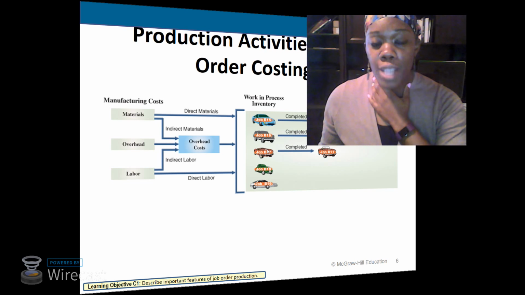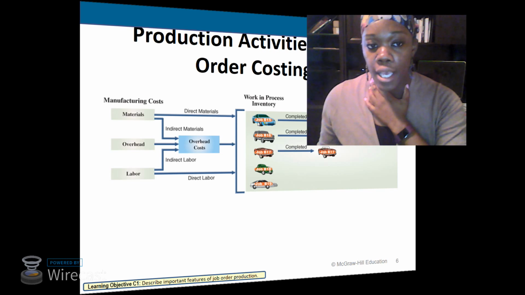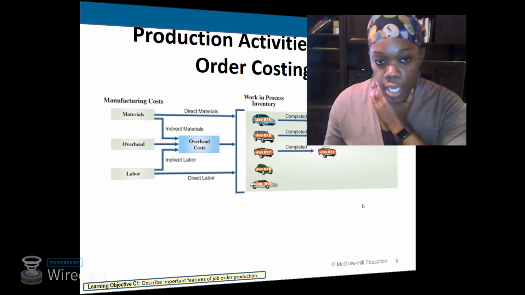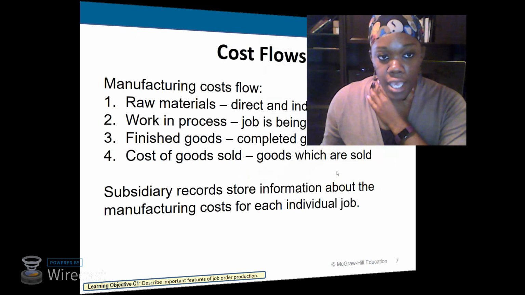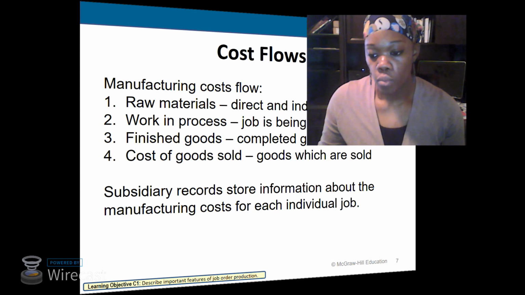All right, from work in process, as we complete each of these different jobs, we'll send it over to finished goods inventory. And then from there, once we have sold it, it'll go to cost of goods sold. Okay. And I think that was what I wanted to show you there.